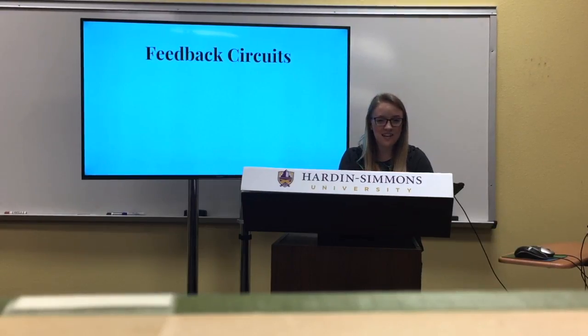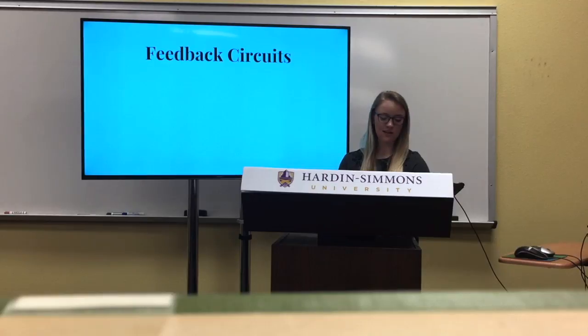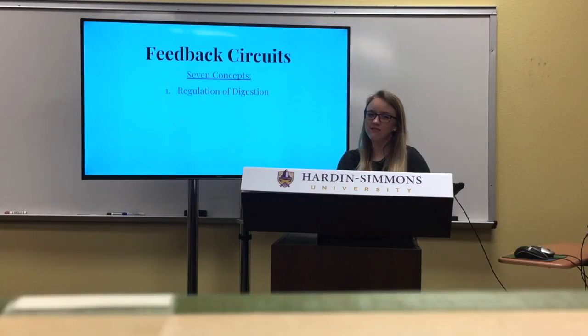All right, up next on our list of things to talk about today, we have feedback circuits. So we're going to explore the ways that obtaining and using nutrients are matched to an animal's circumstances and the animal's need for energy. So there are going to be 7 main concepts of feedback circuits. We'll start with the first one, regulation of digestion, which basically means that processing and digestion is activated stepwise, and this allows for us to have long gaps between our meals.